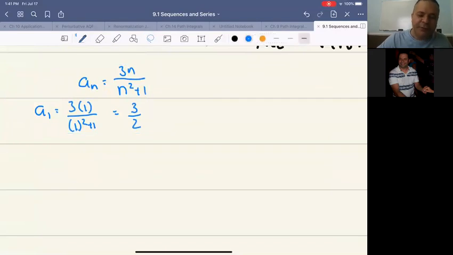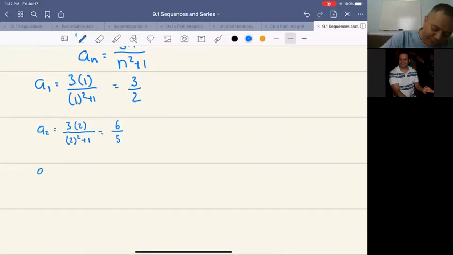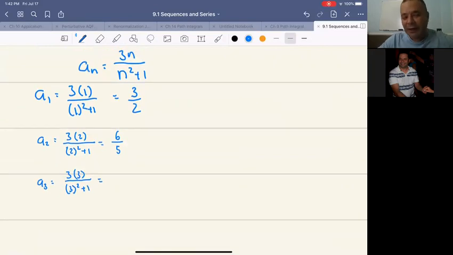Okay, let's look at a sub 2. A sub 2 is 3 times 2 over 2 squared plus 1, and that's going to be 6 over 5. Okay, a sub 3. You hopefully are seeing the pattern. Any questions so far? If you have any questions, this is a recording, so make sure that you write them down and then bring them to the live sessions that we'll have.